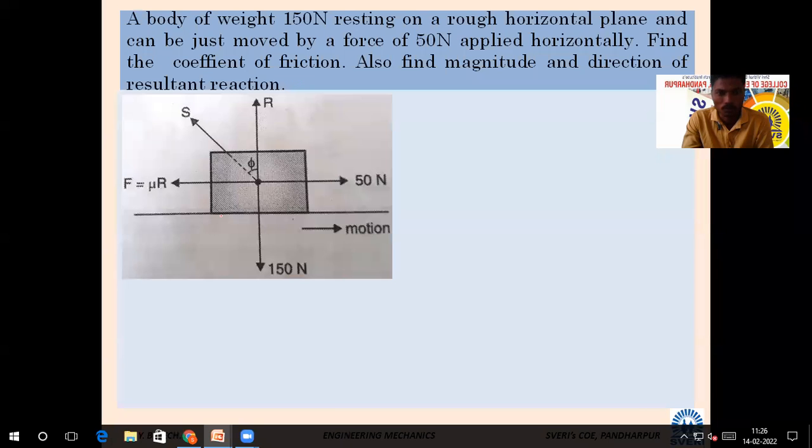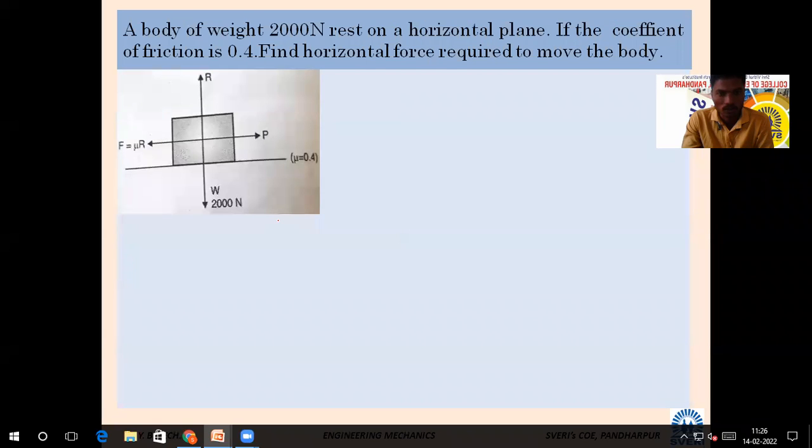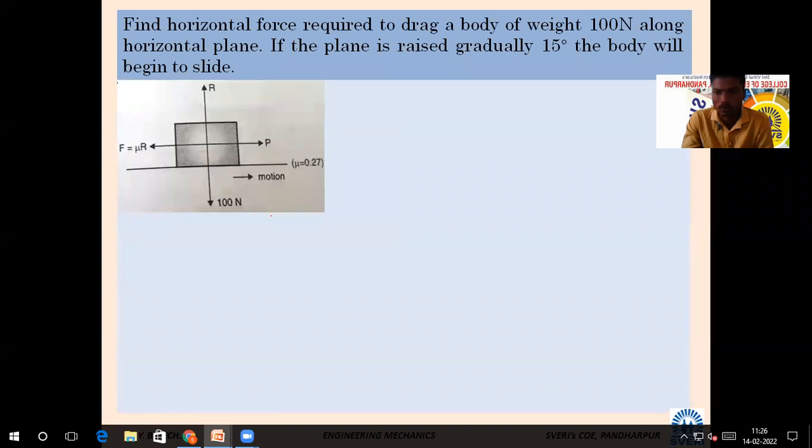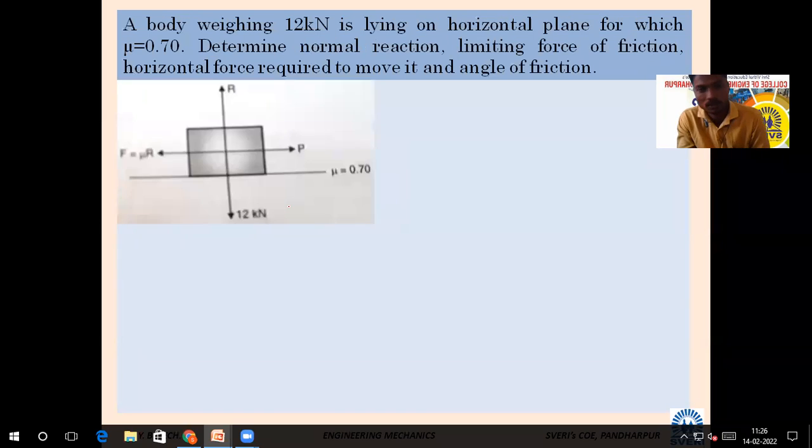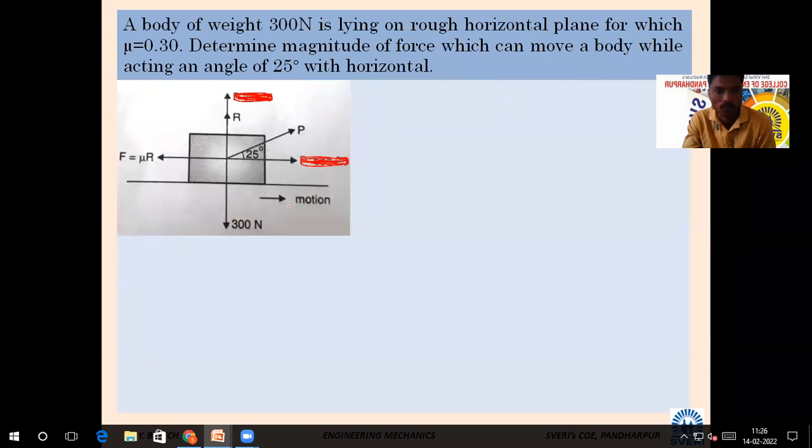So these problems we have solved, but unfortunately it is not saved on the screen. So this also we have solved. I think these are simple problems where the object is pulled by a horizontal force. All the problems in which we have pulled the object by a horizontal force, we have solved. Correct. But one problem we came across here.